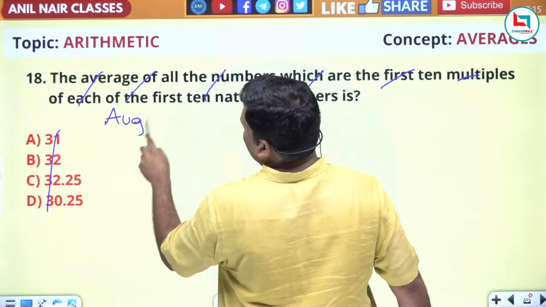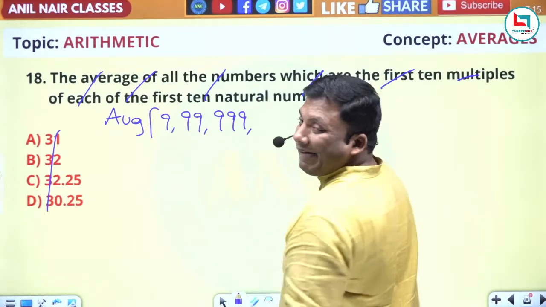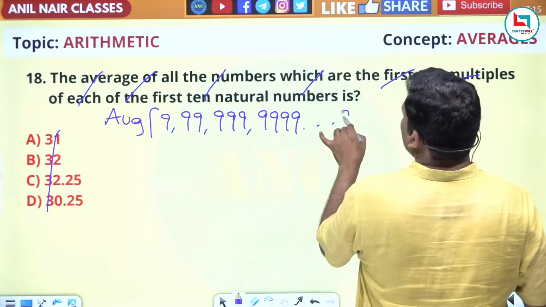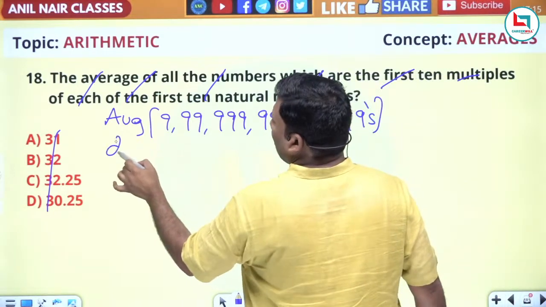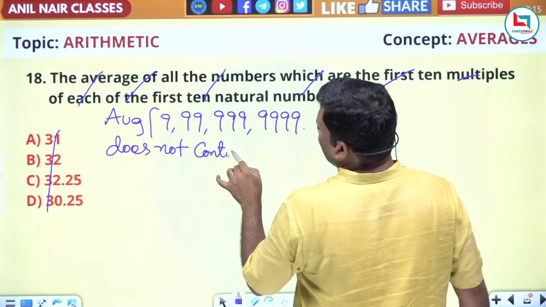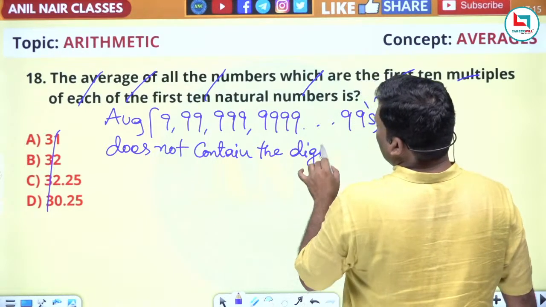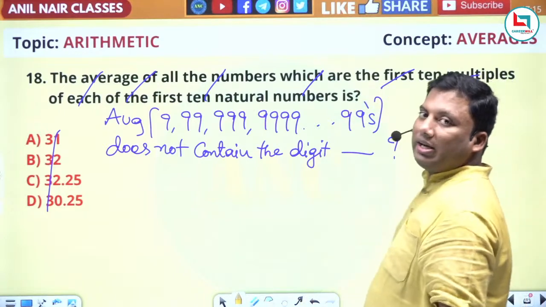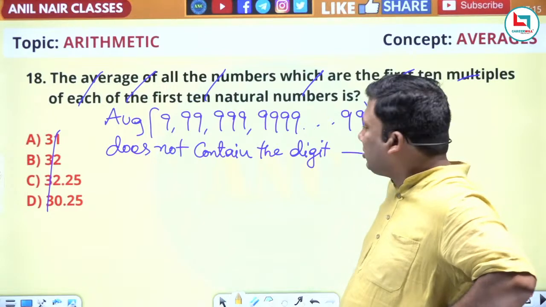Average of 9, 99, 999, with 4 nines and so on up to 9 nines. Which digit does the average not contain? Very, very interesting question. Average of 9, 99, 999.